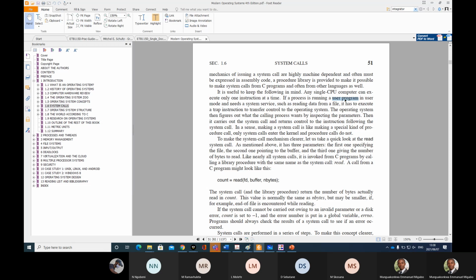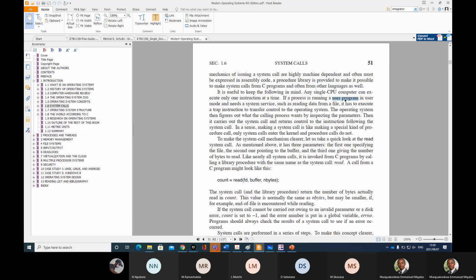A typical example in a C program would be read(fd, buffer, nbytes). fd will therefore be the file we want to read. buffer will be where we want to save the data we will have read, and nbytes will be how many bytes we want to read from that file, because sometimes you don't want to read the entire file but part of it. The system call and library procedure return the number of bytes actually read in count. So as part of what gets returned from the read instruction is the number of bytes that eventually got read by calling the read function.